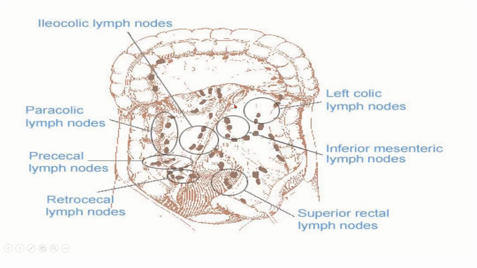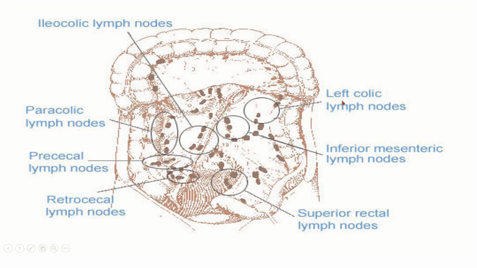There are a few named nodes in the abdomen. You can see here these are the ileocolic lymph nodes along the ileocolic vessel. These are the paracolic lymph nodes. This is prececal lymph nodes. These are retrocecal lymph nodes. These are superior rectal lymph nodes. These are inferior mesenteric lymph nodes along the inferior mesenteric artery. In the same way there will be superior mesenteric lymph nodes along the superior mesenteric artery, celiac nodes along the celiac artery, and hepatic nodes along the hepatic artery.